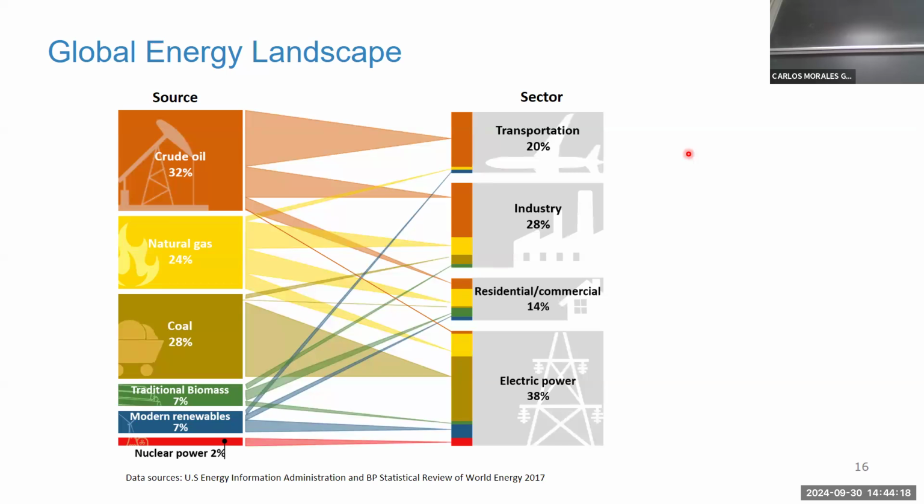Natural gas, we use a lot of it for industrial applications. We make hydrogen, for example, from natural gas. We also use it for a lot of heating in residential and commercial, and we also use it to generate electricity. And coal has been used traditionally for the generation of electricity, but this is changing, right?